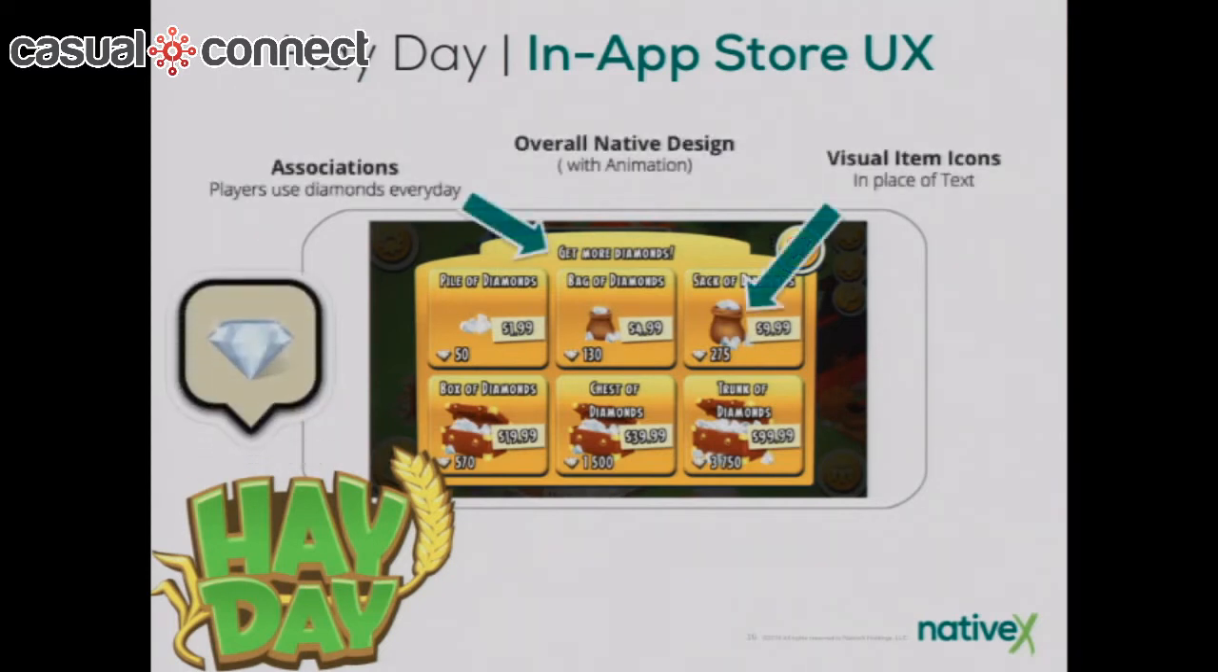I'll show you what we were looking at. Here's 3 things I think they're doing well, and then I'll come back and show you some things I think they can improve. They're leveraging strong associations. Diamonds are really prevalent as the currency in their game, and they're using that right in their storefront pretty prominently. It's a very native design. It's got some animation. They've got visual items. There's really not a lot of text in this, which is really good. You don't want to use a lot of text.